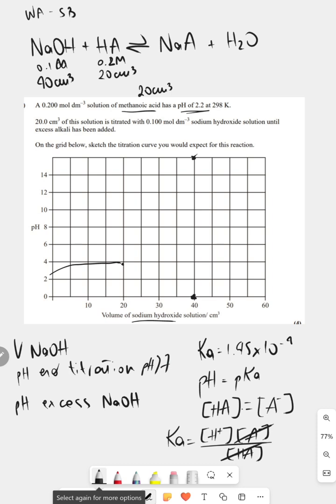Why? Because it's a weak acid, strong base titration. So this is something to know, and we will also explain why. And then the pH when we have excess sodium hydroxide. Now, how do we calculate that?